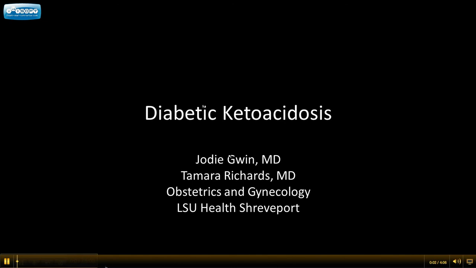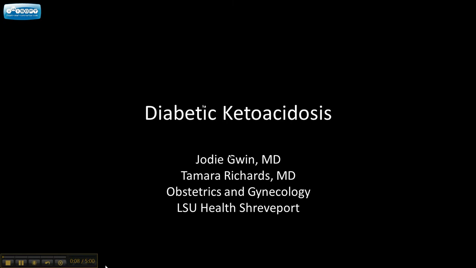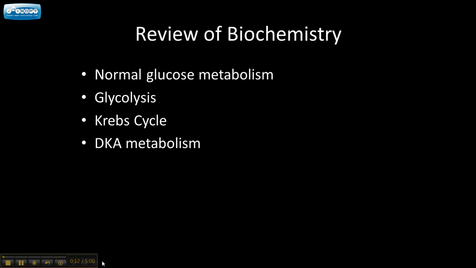Today we're going to review diabetic ketoacidosis. This is a general overview to remind us what happens at the cellular level during glucose metabolism. So in this review we're going to look at some biochemistry. We're going to look at normal glucose metabolism. We're going to quickly look at glycolysis and the Krebs cycle, and then we're going to go into DKA metabolism.